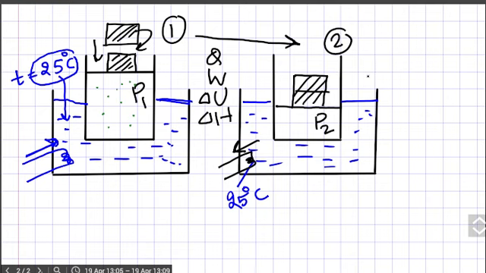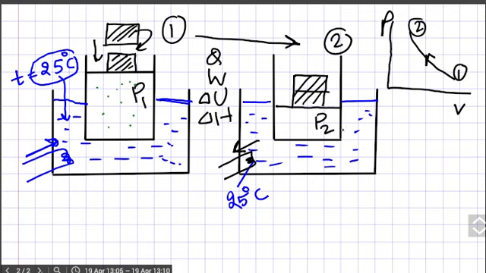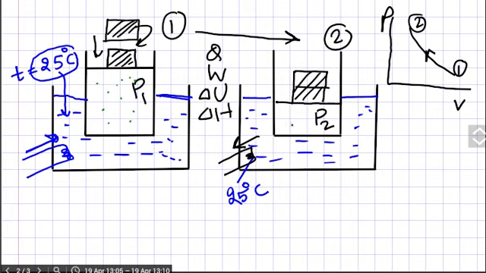I already told you that there are 4 quantities that you need to calculate, and on the graph, if you want to show this process, you will show it this way, 1 and 2. Okay, now we will concentrate our attention on how to calculate these values.